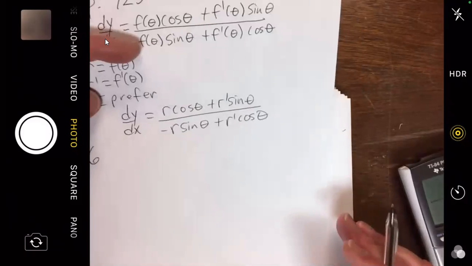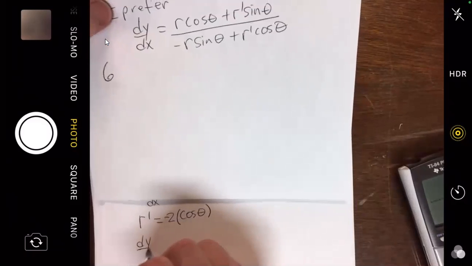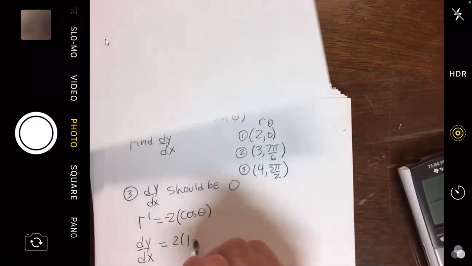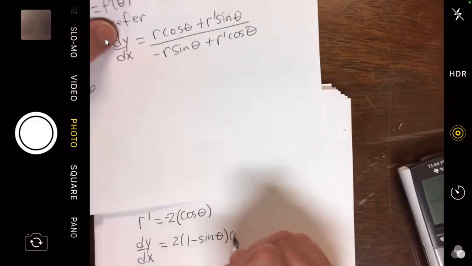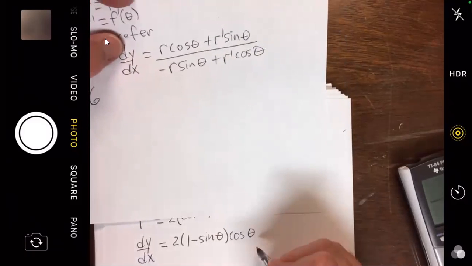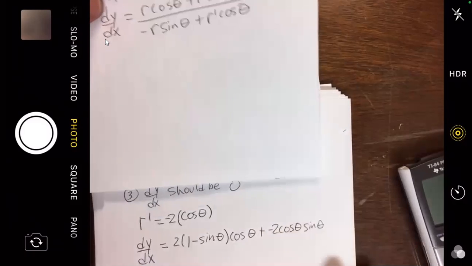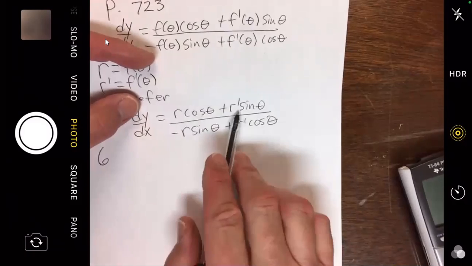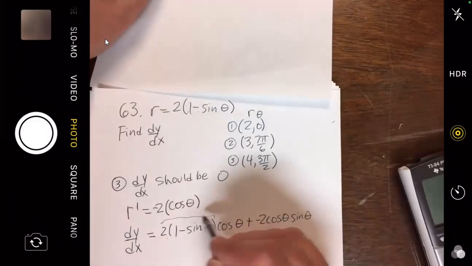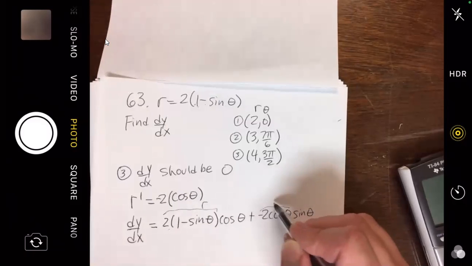All right, here's the formula. dy/dx should be r, which is 2 times 1 minus sine theta, times cosine theta, plus negative 2 cosine theta times sine theta. Let's see if we need to pause for station identification here. It's r cosine plus r prime sine. So this is the r cosine. This is the r prime sine.